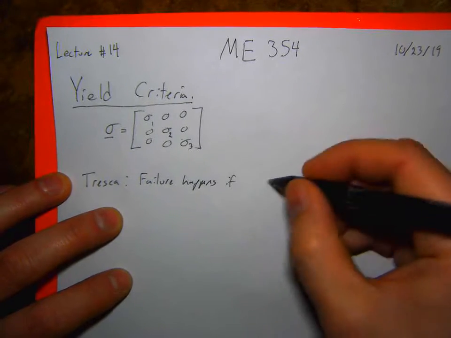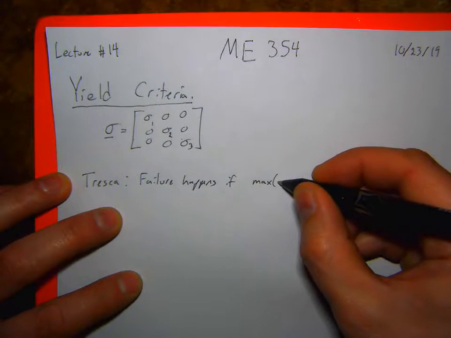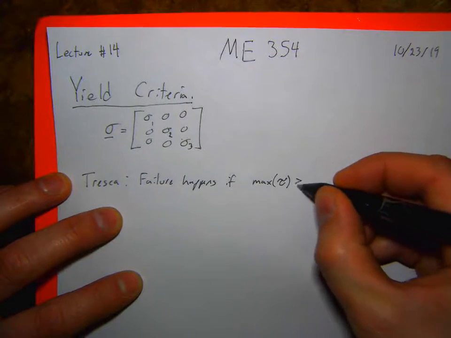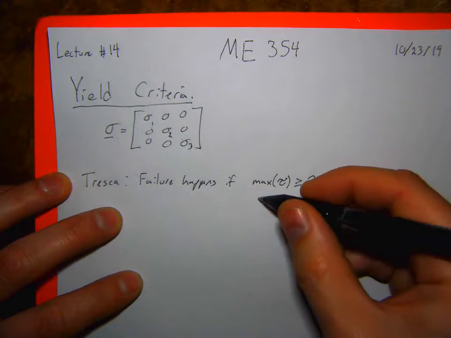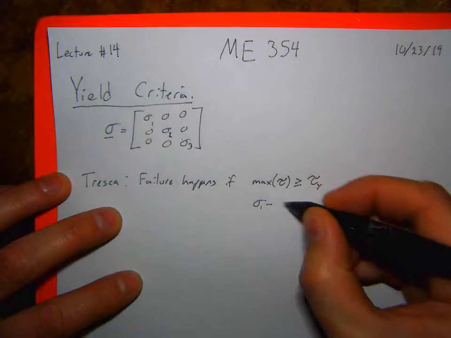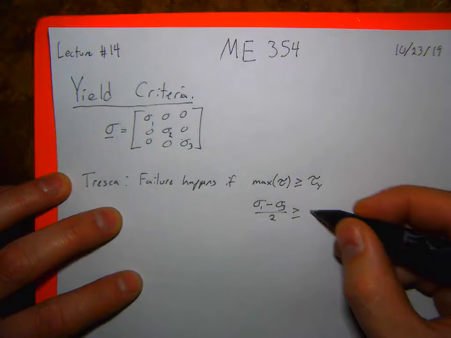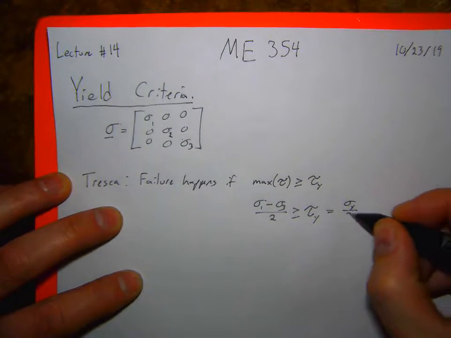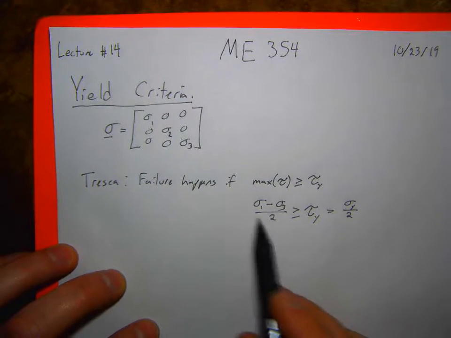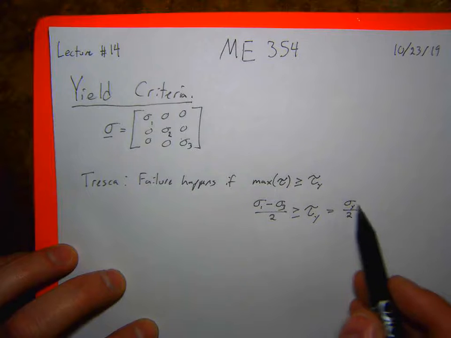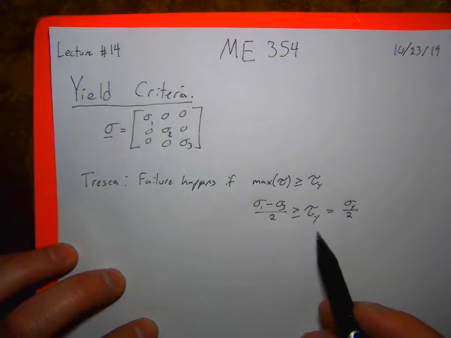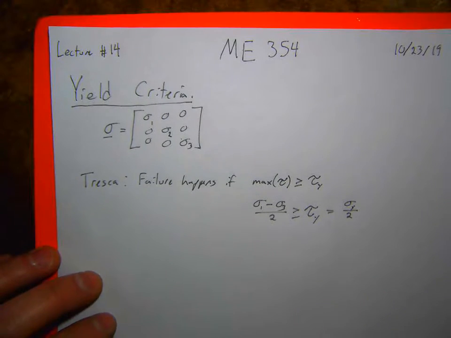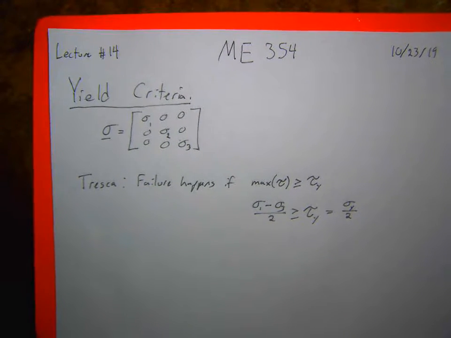failure happens if the max shear stress exceeds the yield stress. And here I say the max shear stress, the principal stresses over 2, is greater than tau yield, or this is my sigma y over 2. So I can use either of these formulations. So I can say when the difference between the principal stresses exceeds the yield stress, or when the shear stress exceeds the shear yield stress. And the idea behind this was, so this was developed by Henri Tresca, which is a French engineer in the 18-somethings. And the idea was shear is the dominant thing causing failure.